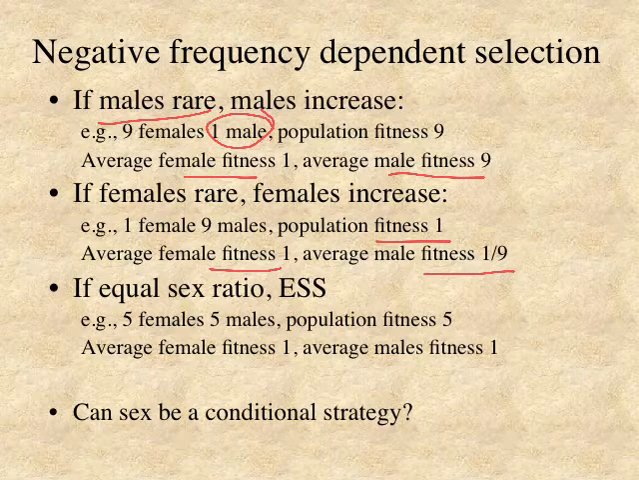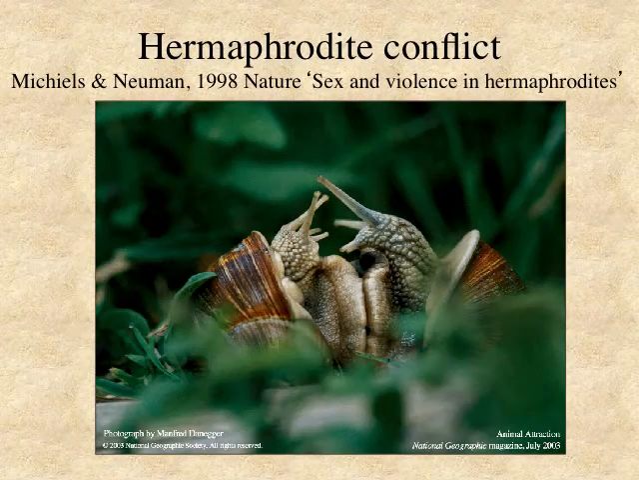Our question sort of next is, okay, so sex can be genetically fixed ESS alternative strategies. Can sex also sometimes be a conditional strategy? It turns out it can, and there's some interesting things. So hermaphrodites or what are called simultaneous hermaphrodites happen in a bunch of mollusks. Snails and slugs are simultaneously both male and female, but they still mate with each other in order to have recombination and genetic variability among their offspring.